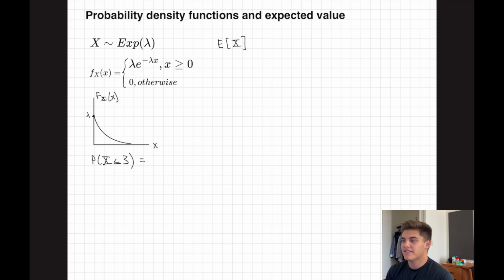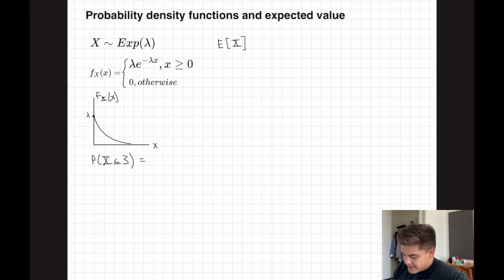In this video, I'd like to discuss probability density functions, the probability and how you would calculate that, as well as the expected value. With probability density functions, it's a continuous random variable, so you can't pick out a probability for a certain outcome. You have to pick over a range. So here we're asking, what's the probability that x, a random variable, is less than or equal to 3?